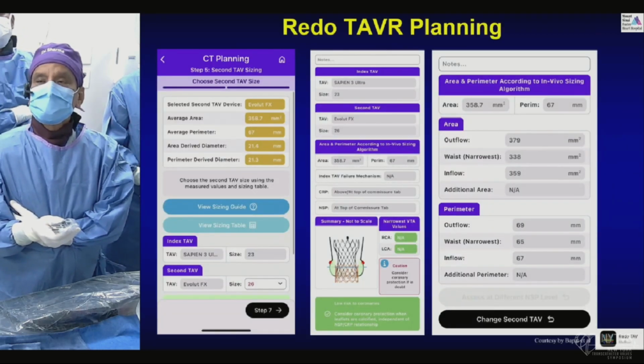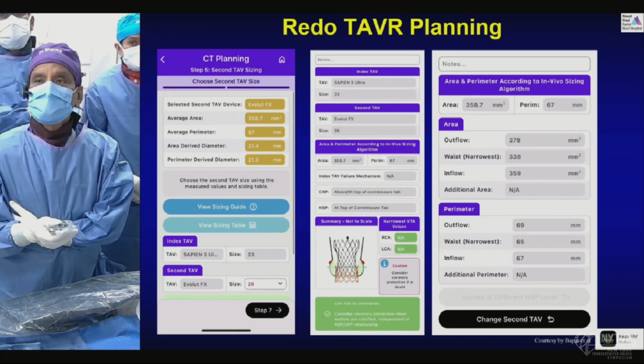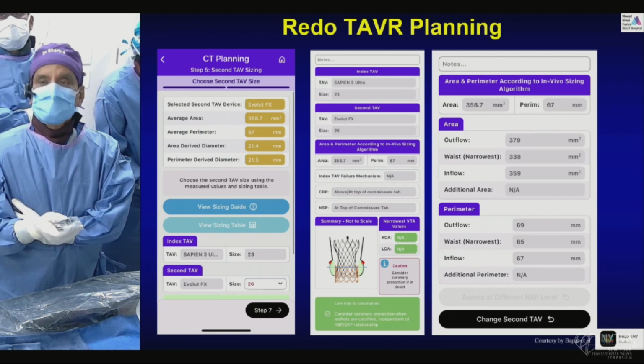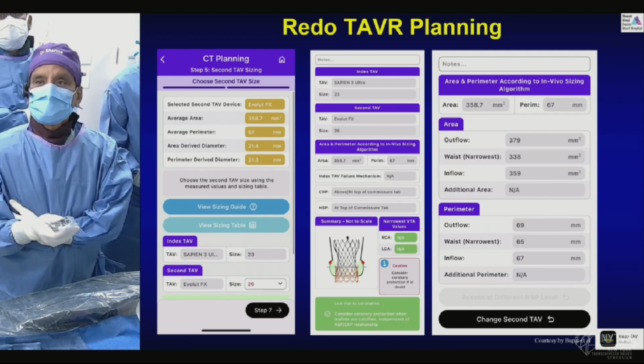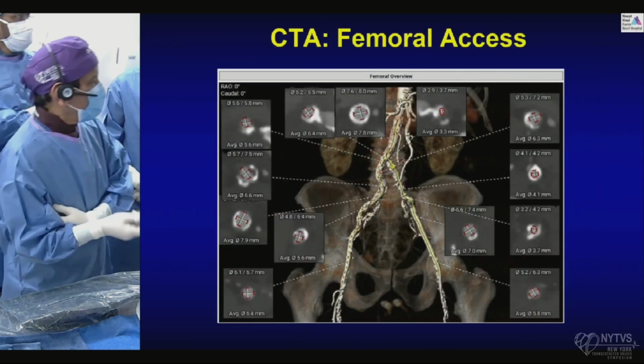So with the TAV in TAV, you can see that here it's pretty clear that we're going to put an Evolut in the Sapien because of supra-annular and hemodynamic benefit. So I think it should be pretty safe from a coronary obstruction standpoint. Next slide. Yeah. So here we should talk about the access though.